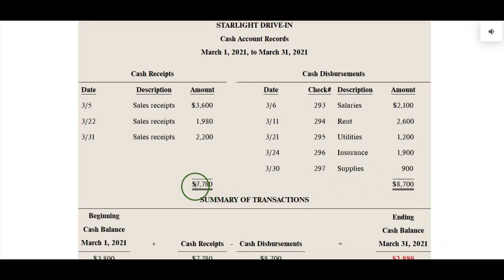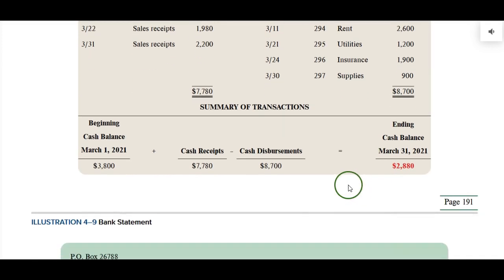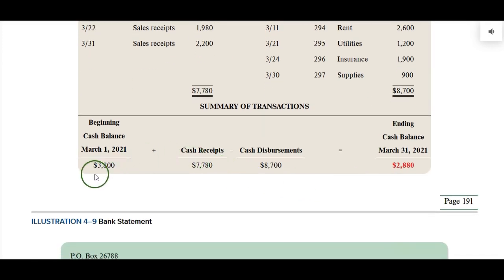And so cash came in $77.80, cash went out $8,700. If we started the month with a $3,800 balance in the cash account, and we had the cash receipts and cash disbursements, then on our records we're showing an ending cash balance of $2,880. Again, this is in our books, in our cash account.